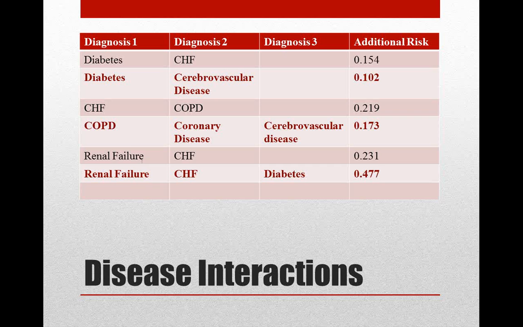They also assign risk for certain diseases that tend to interact. So not only do you get a risk score for having diabetes, a risk score for having congestive heart failure, they give you an additional risk score if you have both of these. So diabetes, cerebral vascular disease, CHF, COPD. If you have all 3 of these, COPD, coronary disease, cerebral vascular disease, you get 0.173, and then renal failure, CHF, diabetes, you get an additional 0.477. In 2014, these are going to change a little bit. That's why I put those in red, and we'll talk about that at the end.